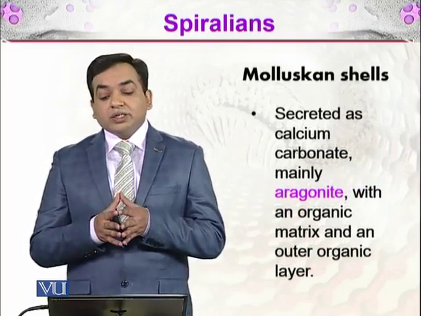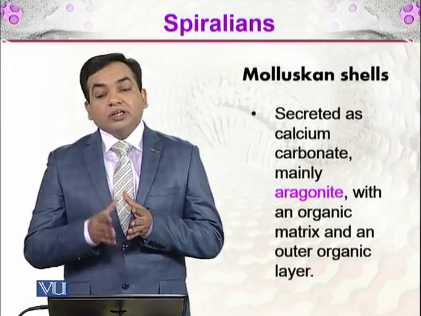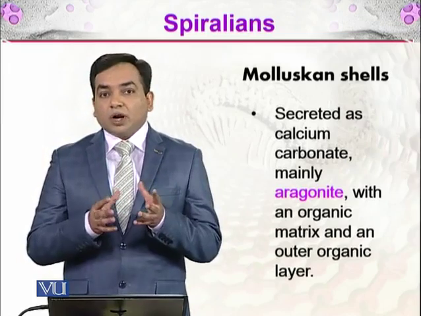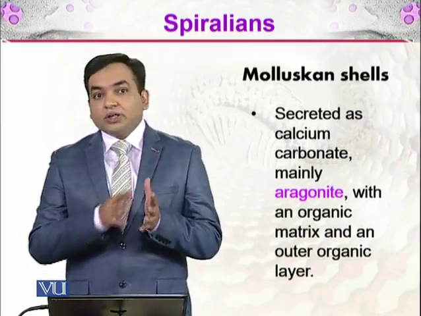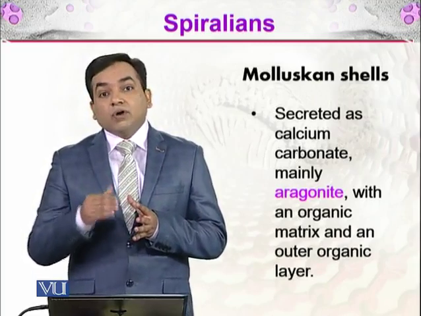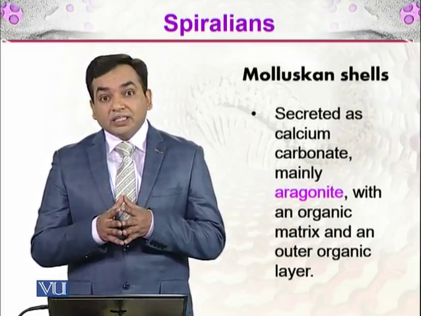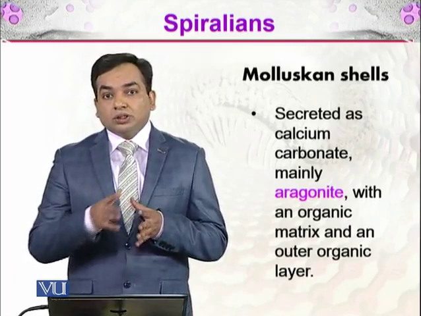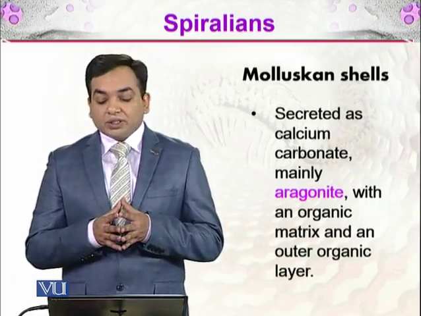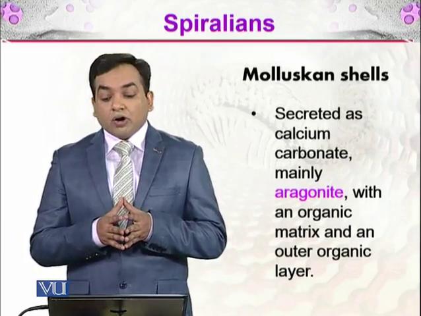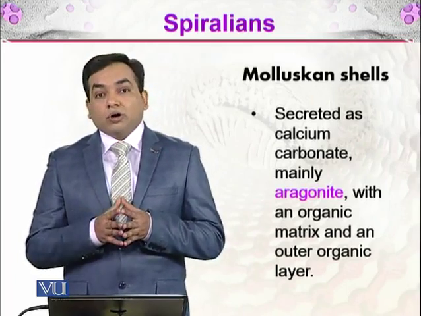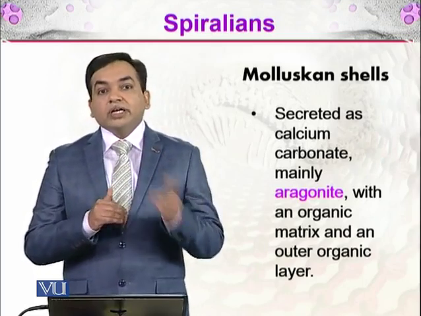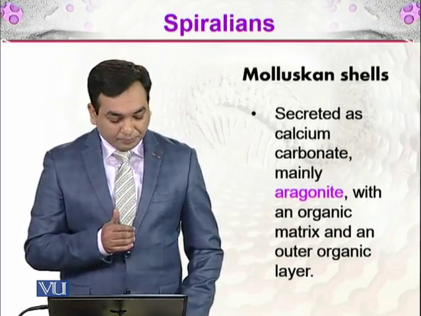The molluscan shell is secreted as calcium carbonate, and it is mainly aragonite. Aragonite is a form of calcium carbonate. For example, calcite is another form of calcium carbonate, but it does not make the shell. Aragonite is the one which makes the shell, and it is impregnated with an organic matrix and an outer organic layer. Not only is the inside organic, the outside is also covered with an organic layer.